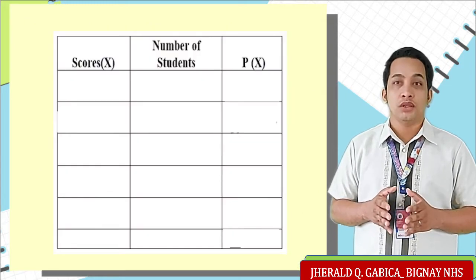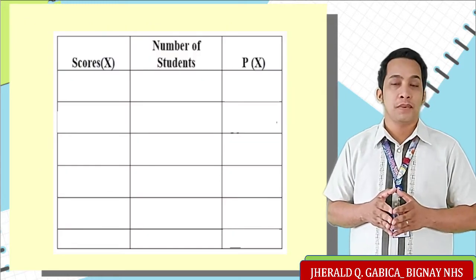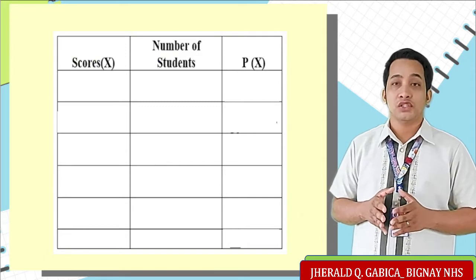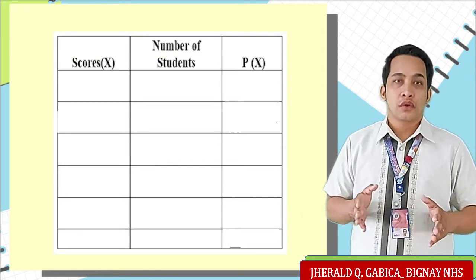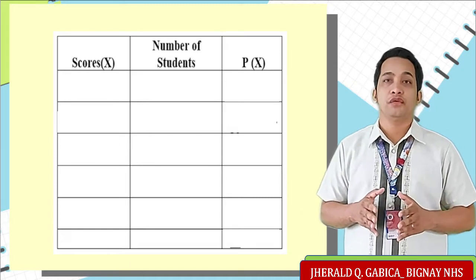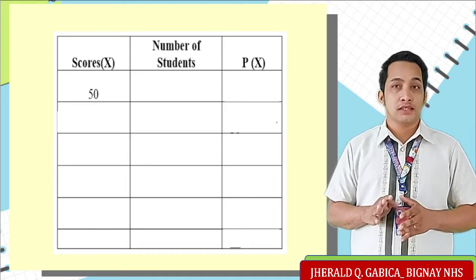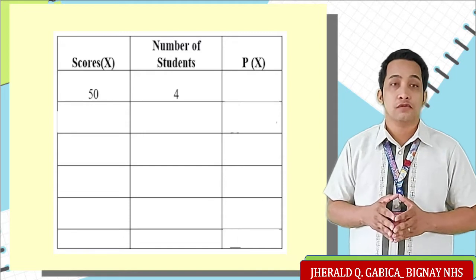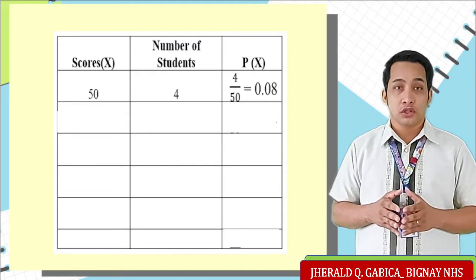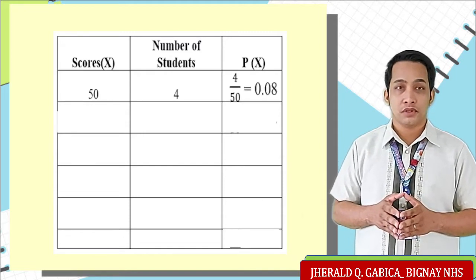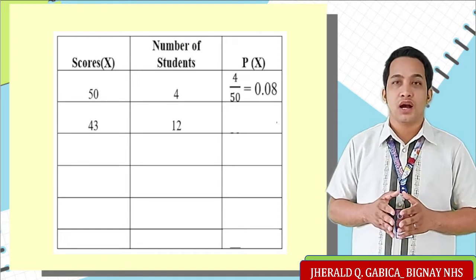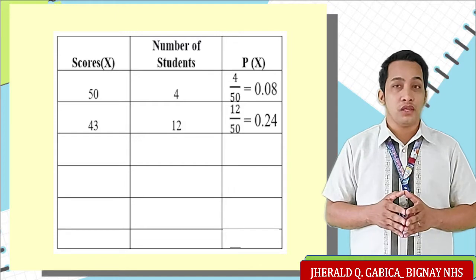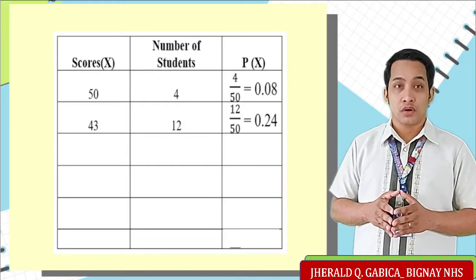First, we need to construct a probability distribution table. To do this, we need to solve for the individual probabilities P of x for each test score x. For the first P of x, out of 50 students, 4 students got 50. That is 4 over 50 or 0.08 in decimal. For a score of 43, 12 students out of 50 got it. So 12 over 50 or 0.24.